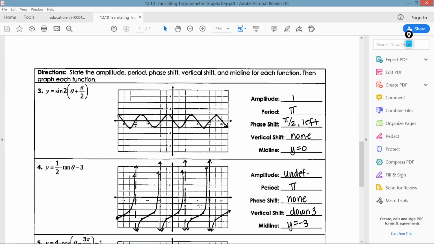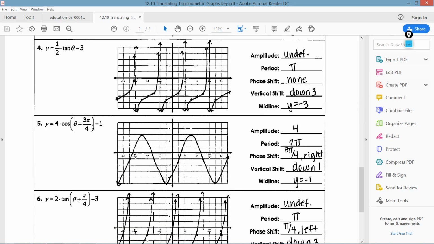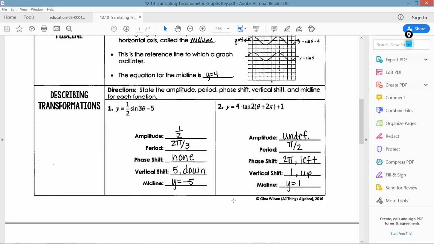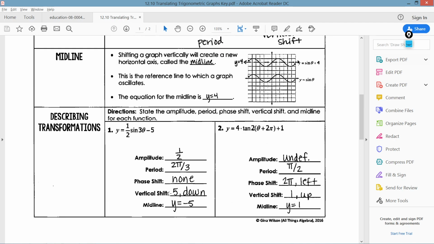And it's for sine and cosine. So it's like a -1 right here for my k value. What's the midline? Y = -1. So it's exactly as you think would be the case.